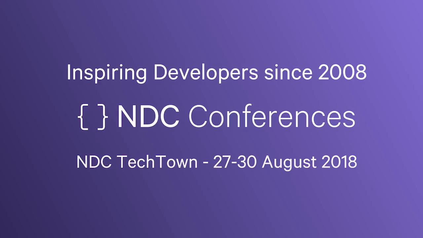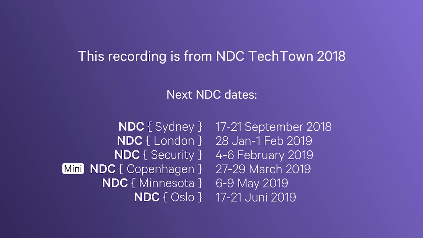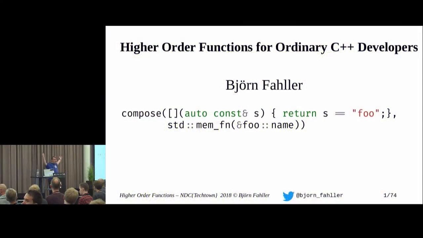All right. 45 minutes is really a short time for a talk, so let's get going so we don't get too late. I'm Björn Fahller. I'm here to talk to you about higher order functions for ordinary C++ developers. This is not a super advanced talk, but could be interesting. I think C++ developers usually don't use higher order functions very much. There are good historic reasons for this because it's been a pain.